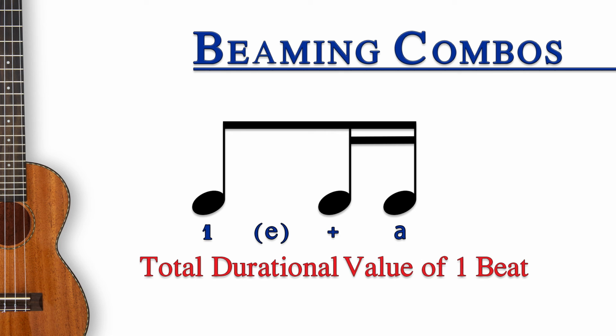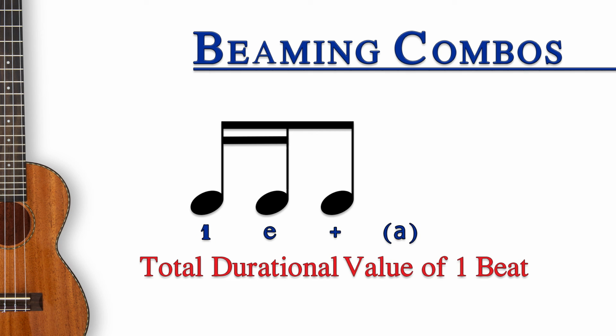This example shows an eighth note beamed to 2 16th notes. Notice the 1 E and A count, and that the E is placed in parentheses. This is because the eighth note rings through that part of the count. It's there, but nothing is happening on that part of the beat aside from the eighth note sustaining through it.